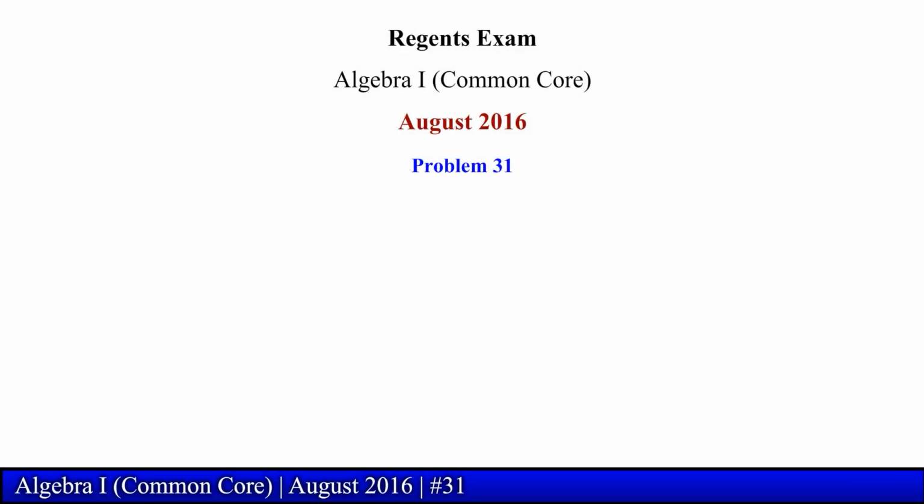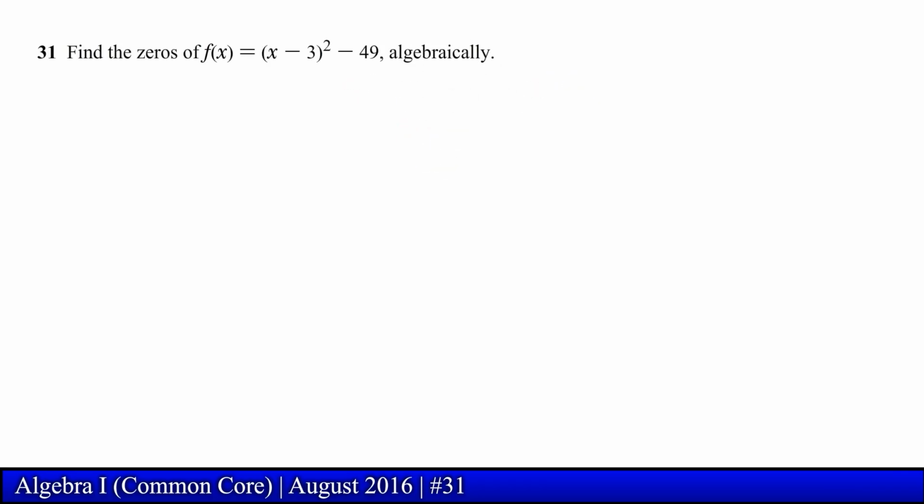Regents Exam, Algebra I, August 2016, Problem number 31. Find the zeros of f of x equals the quantity x minus 3 squared minus 49 algebraically.